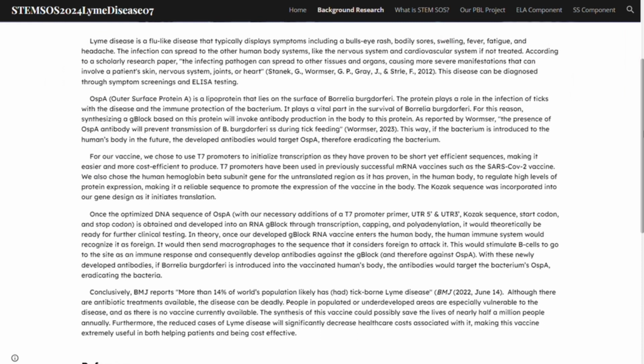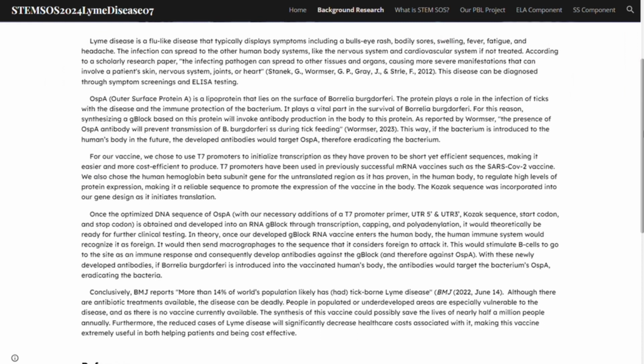For some background information, Lyme disease or Borrelia burgdorferi is a flu-like disease which causes symptoms such as fatigue, headaches, bullseye rashes, soreness, and fevers. If left untreated, this infection can spread to the cardiovascular and nervous systems. However, it can be diagnosed through symptom screenings and ELISA testing. Borrelia burgdorferi is carried by infected ticks and spreads when they bite and attach to a host. For our RNA vaccine, we targeted the outer surface protein on Borrelia burgdorferi to eradicate the disease.